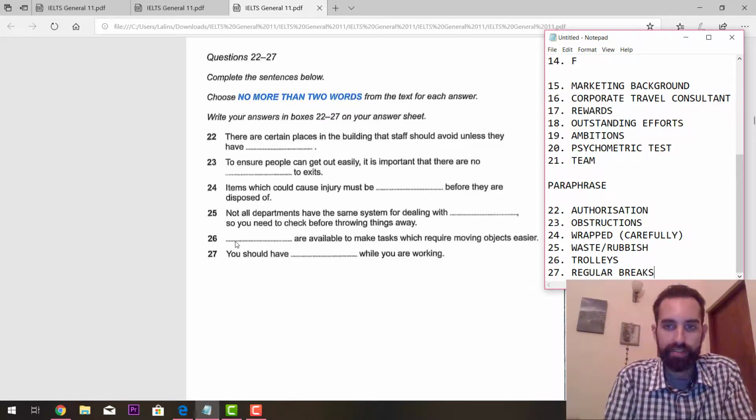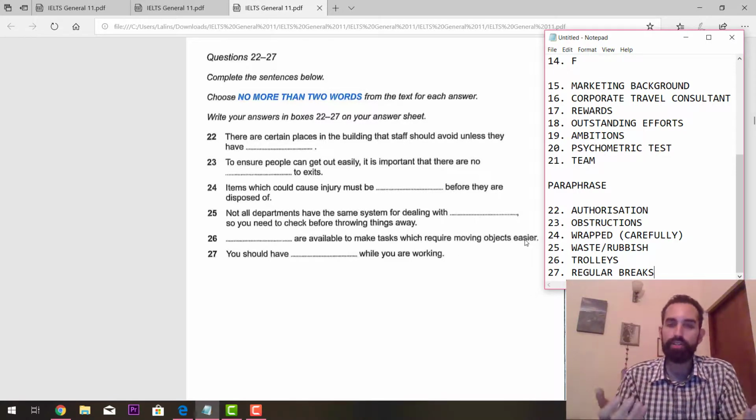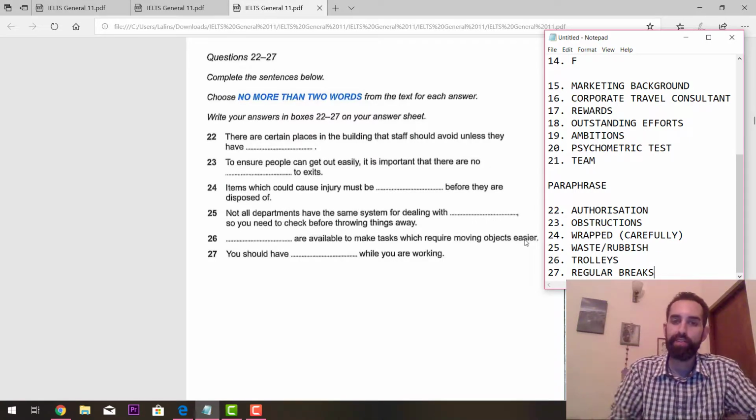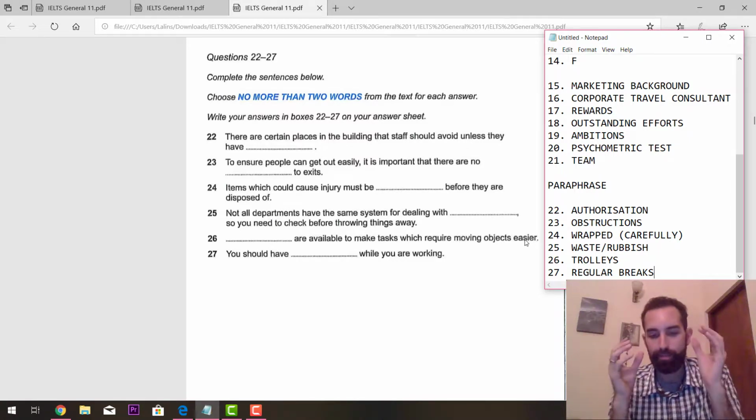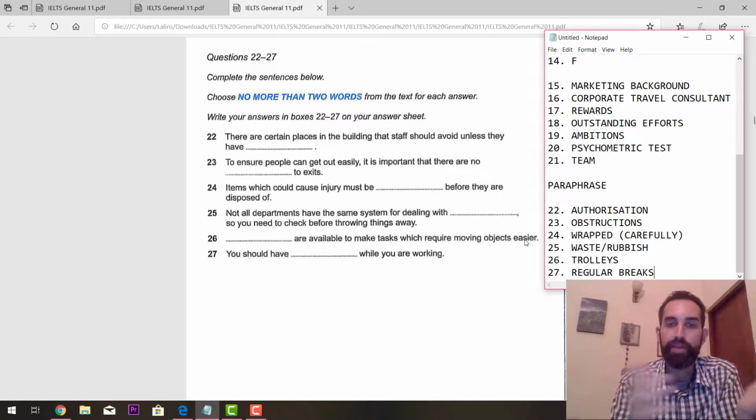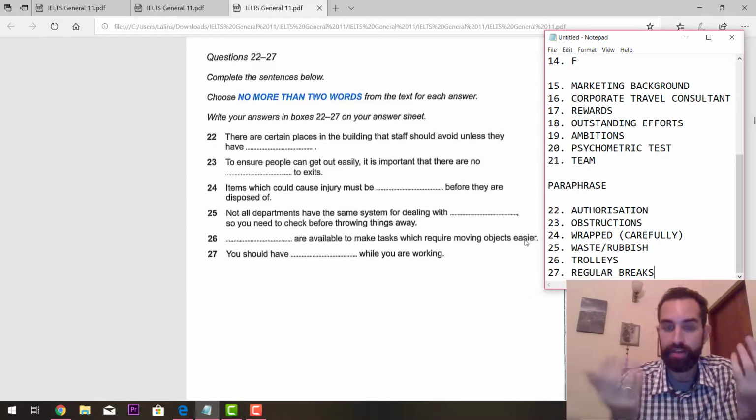And so 26. Trolleys are available to make tasks which require moving objects easier. Because that's what a trolley is for. You put something on it, it's got wheels, you can push it around much easier than if you're carrying it by yourself. So that is a piece of machinery you'll use to make moving things easier. So that would be a trolley, as they said.